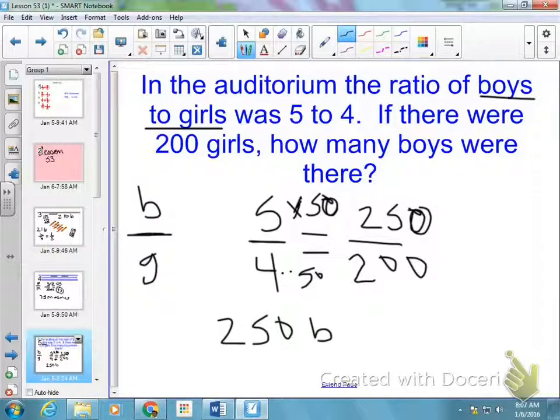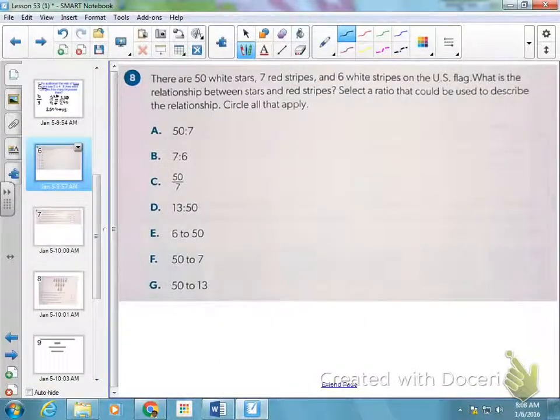So 250 boys. Make sure you write the answer where it's not 250 over 200. Now, if I were to simplify 250 over 200, I would go back to my ratio of 5 to 4. That's how I know that my ratio is accurate.